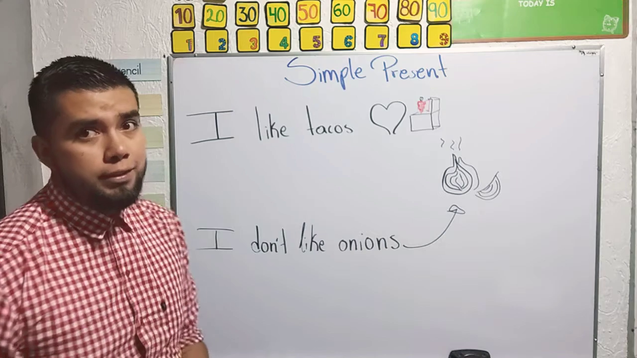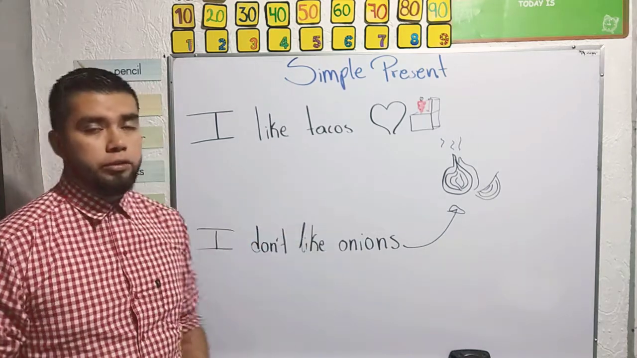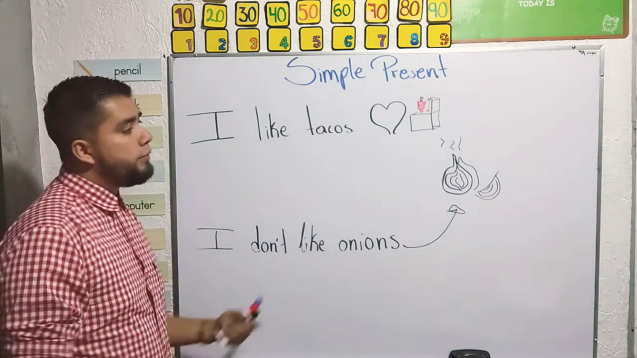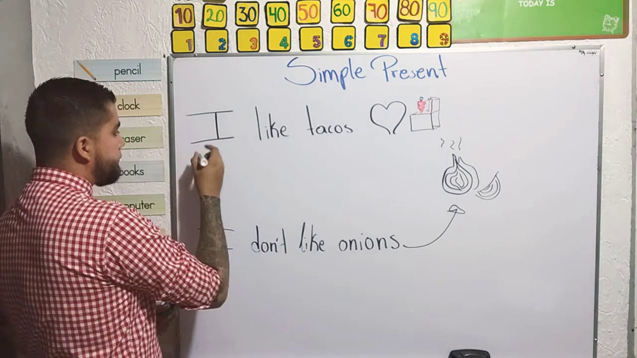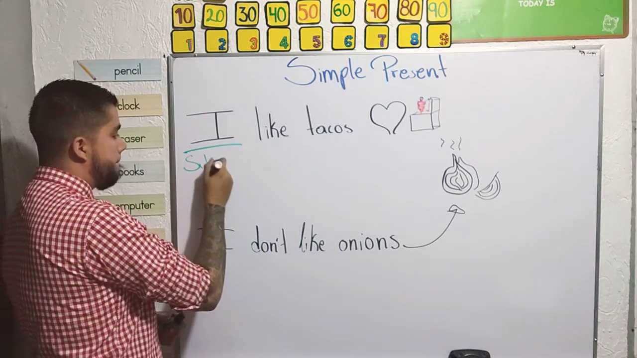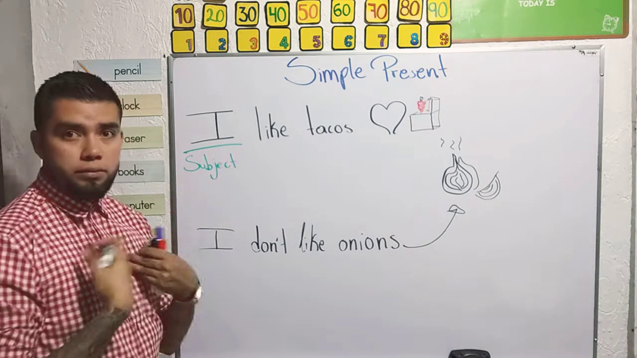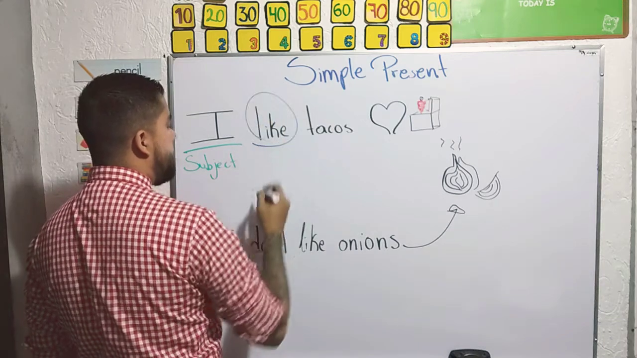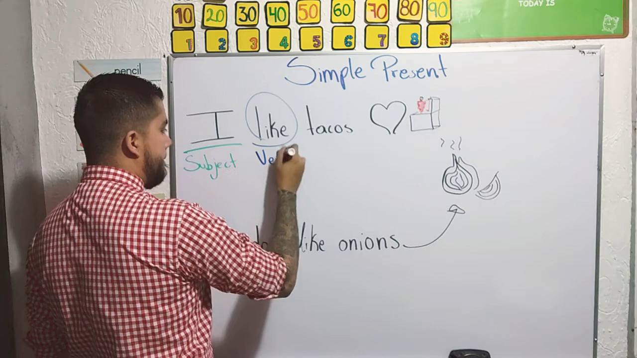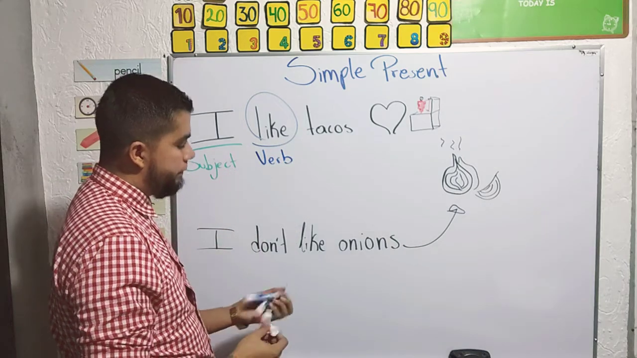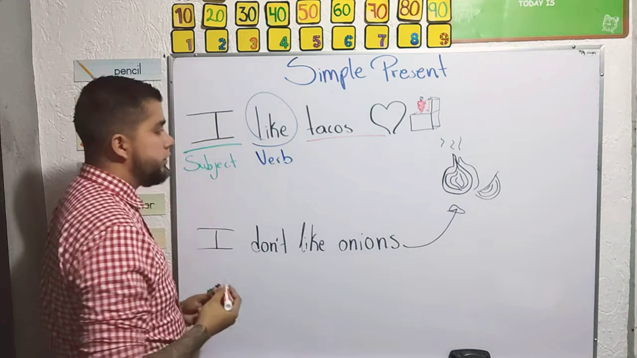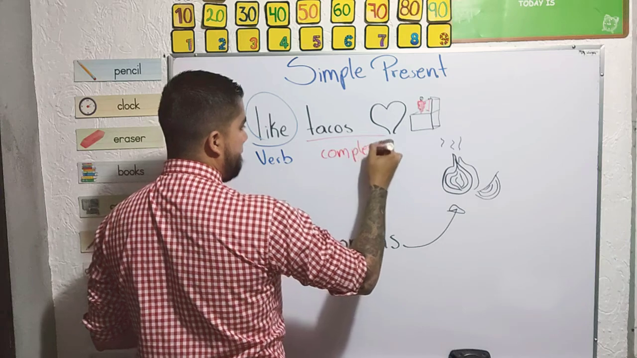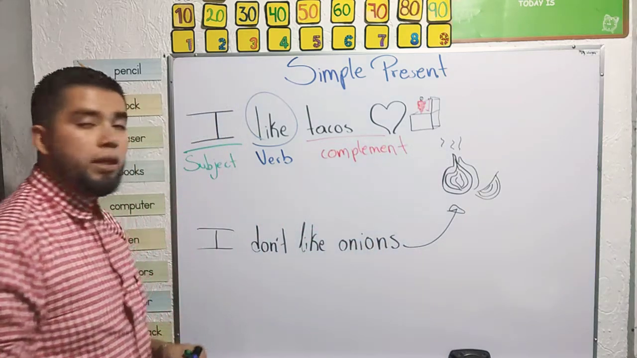Now, I have two sentences. The first sentence says, I like tacos. Yeah, I like tacos. That's real. Now, things that we have to analyze. I have my subject, in this case, me, I. Then I have my verb. And finally, tacos. Tacos are my complement, the complement of my sentence.